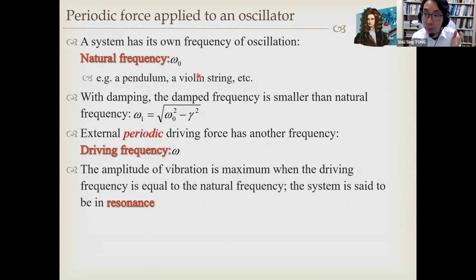But that natural frequency, assuming it to be simple harmonic, would be modified by the presence of damping. We have already seen that in the presence of a damping force, the actual frequency of the oscillation is smaller than the so-called natural frequency. So I have omega 1, the damped frequency, equal to the square root of omega naught squared minus gamma squared, where omega naught is the natural frequency without damping, and gamma is the damping constant.